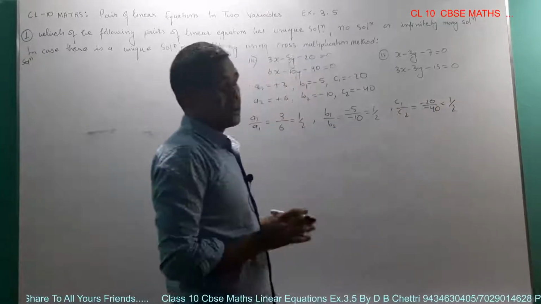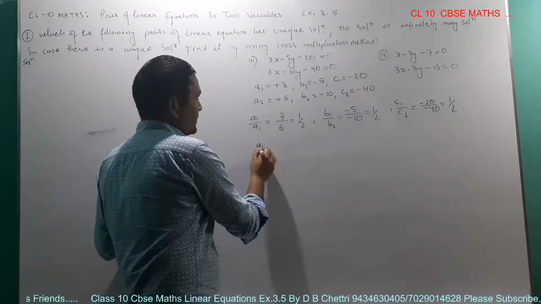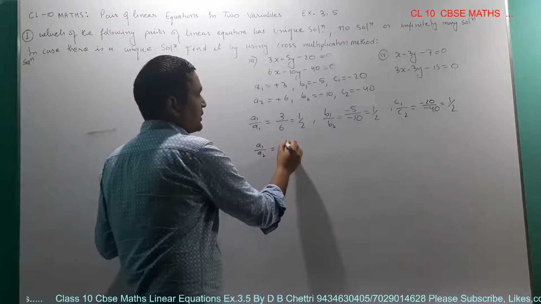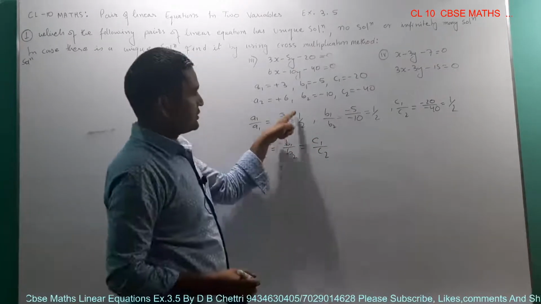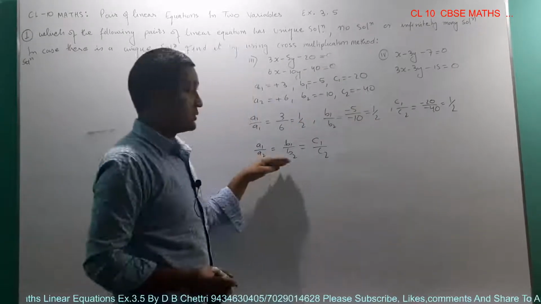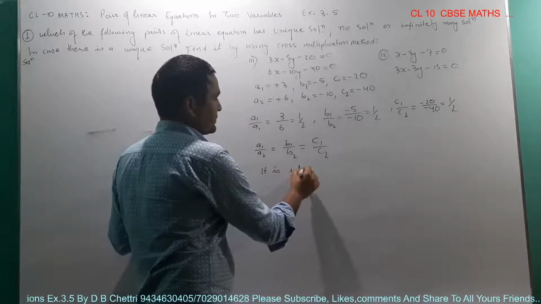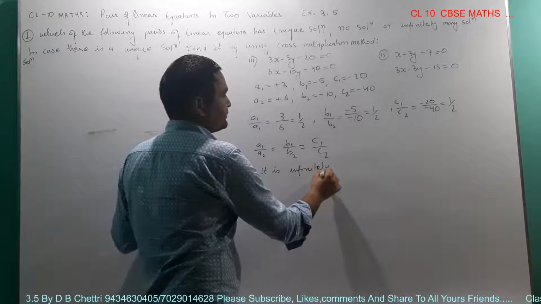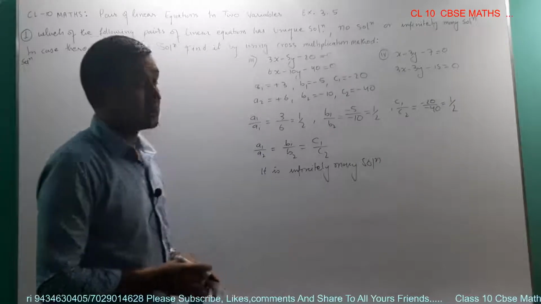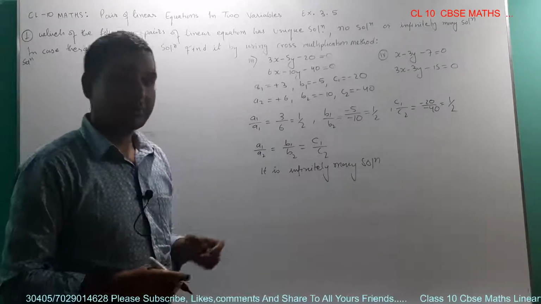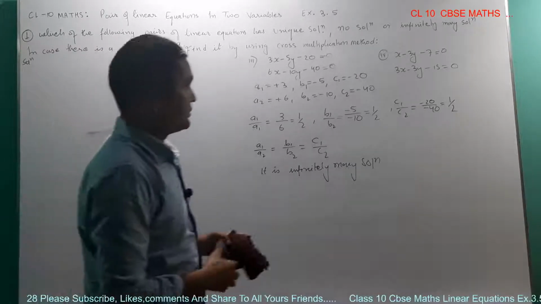If all the ratios are same, it means infinitely many solutions. Now here we got a1 by a2 equals b1 by b2 equals c1 by c2, because all the ratios are 1 by 2. If all the ratios are same, then it has infinitely many solutions. No need to solve if the question is so. When do we solve this equation? When the equation has a unique solution. Now let me do the third one.